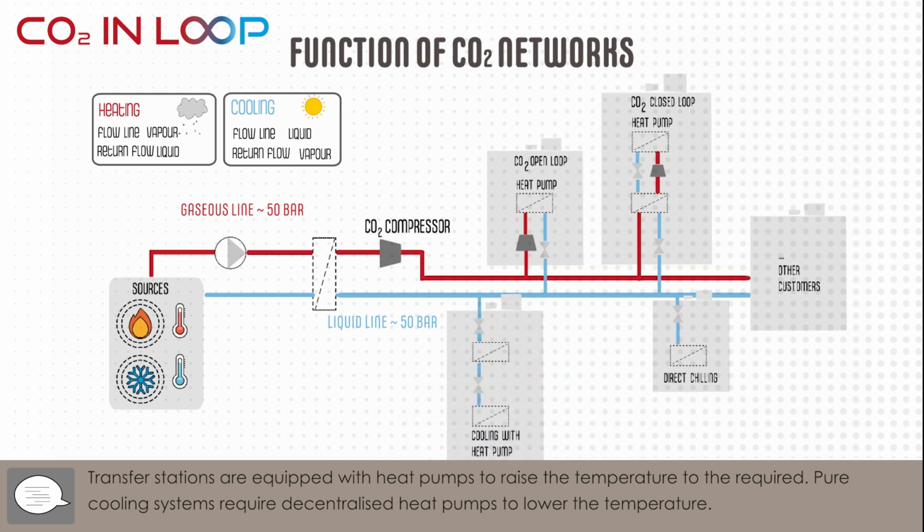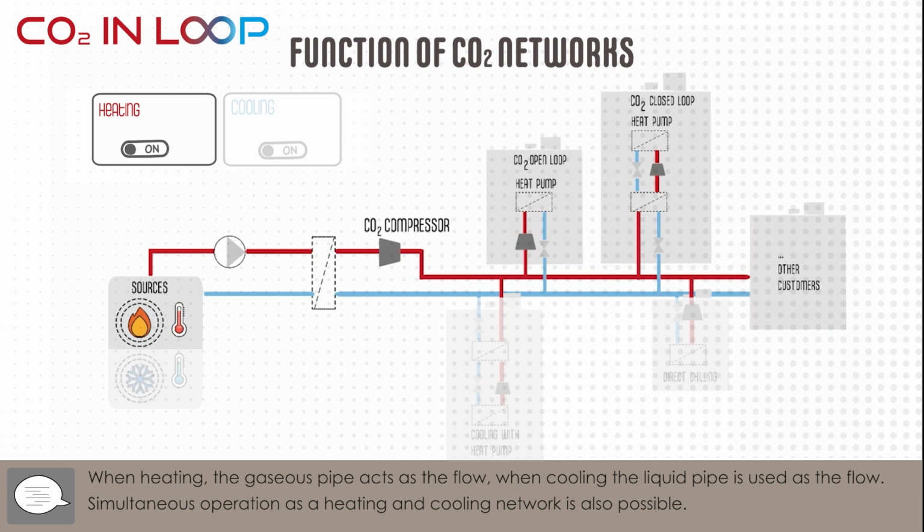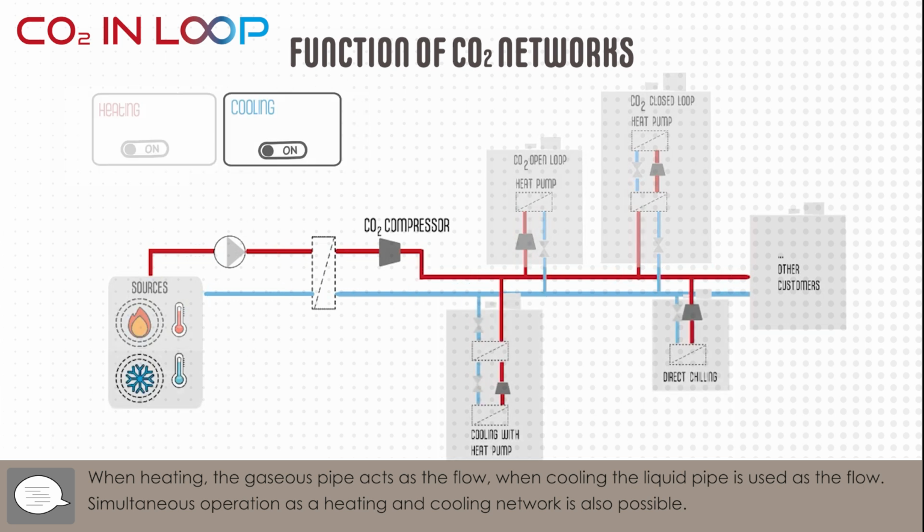The CO₂ network can be operated either as a heating or cooling network. When operated as a heating network, the gaseous pipe acts as the flow. The energy is taken from the gaseous pipe and fed into the liquid pipe. In operation as a cooling network, this is reversed. The liquid pipe is used as the flow, cooling source, and the gaseous pipe is used as the return. Simultaneous operation as a heating and cooling network for different consumers is also possible.